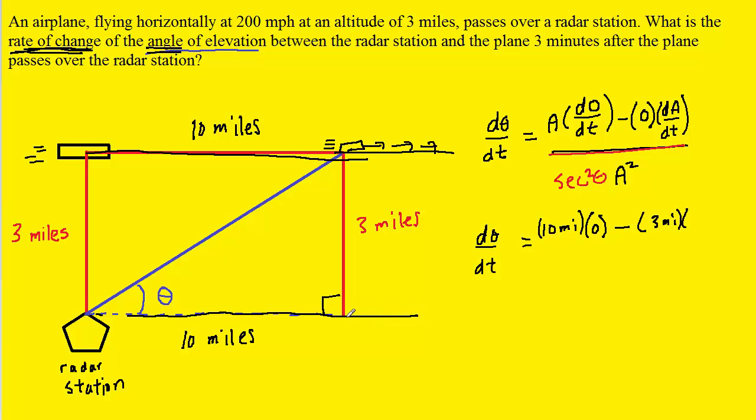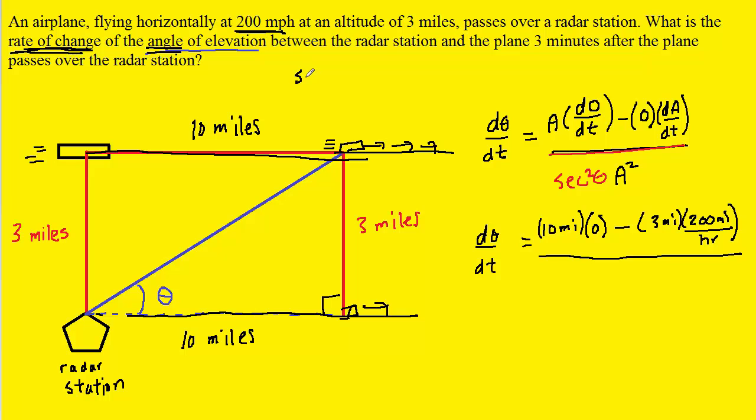In essence, you can almost imagine that the airplane is down here flying along. And as it flies along, that's going to stretch out this length. And the rate at which it stretches out that length is simply the speed of the airplane. It's 200 miles per hour. So we're going to come in here and we're going to write 200 miles per hour. And that'll be the value of dA/dt. And then we have to divide this by the secant squared of theta.